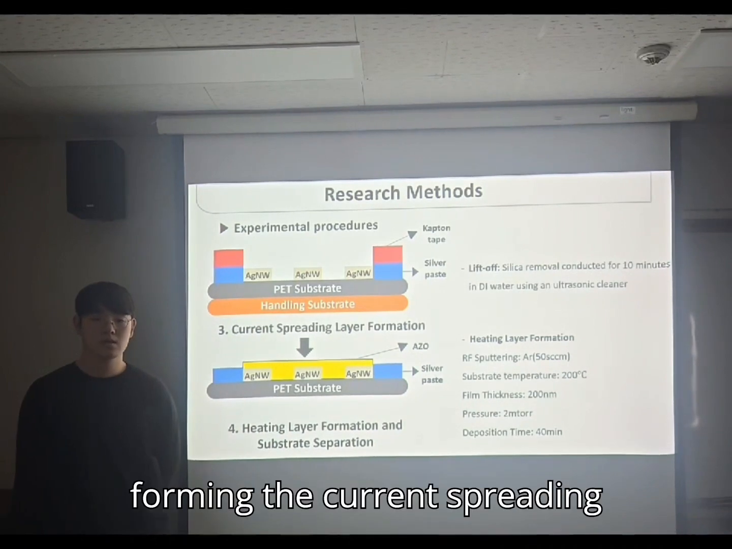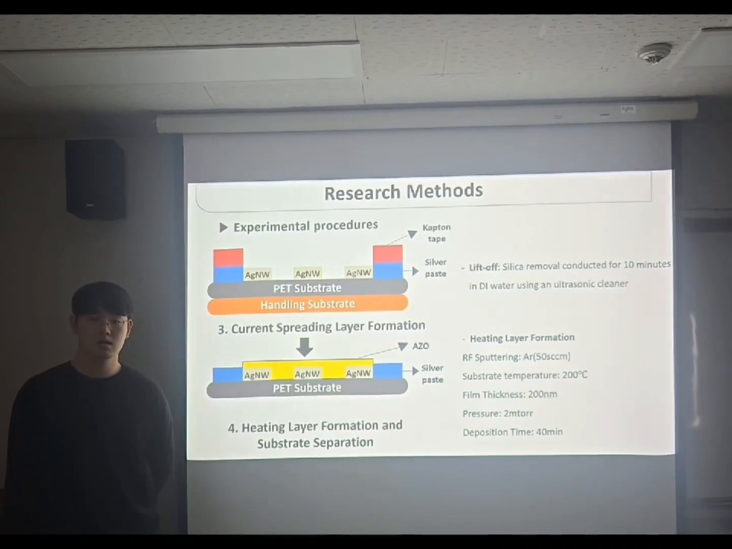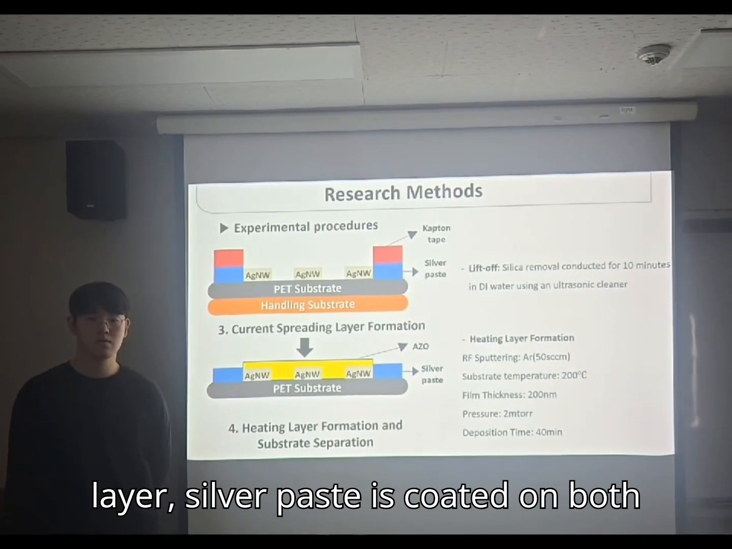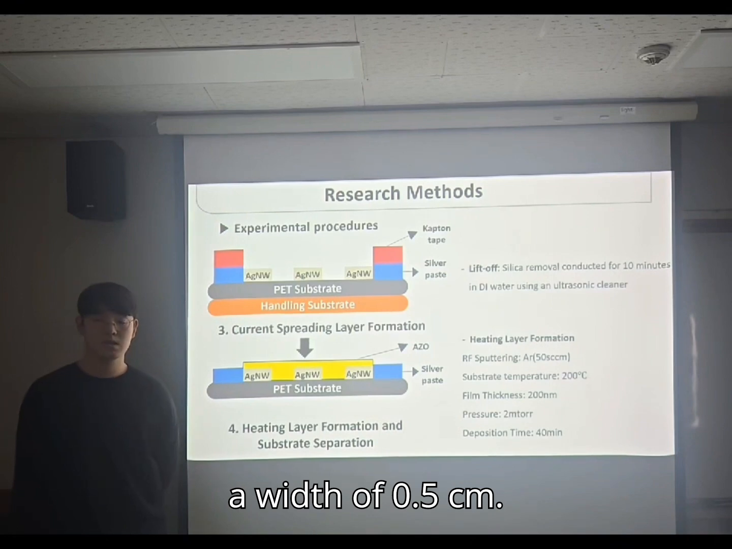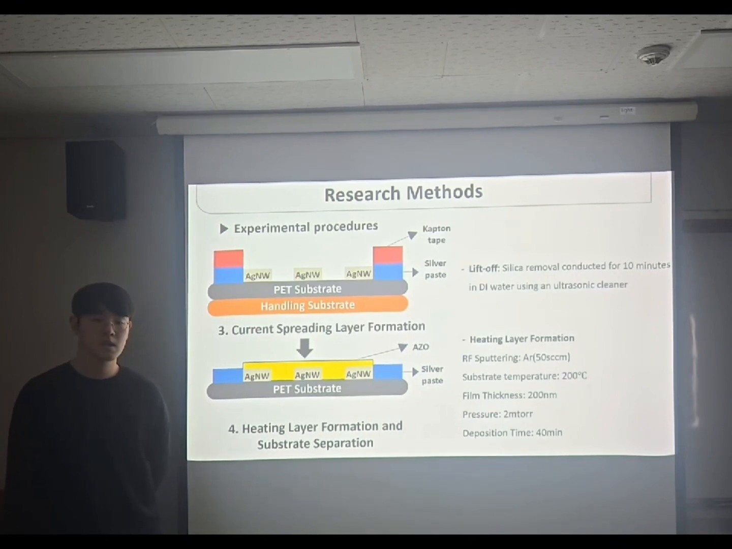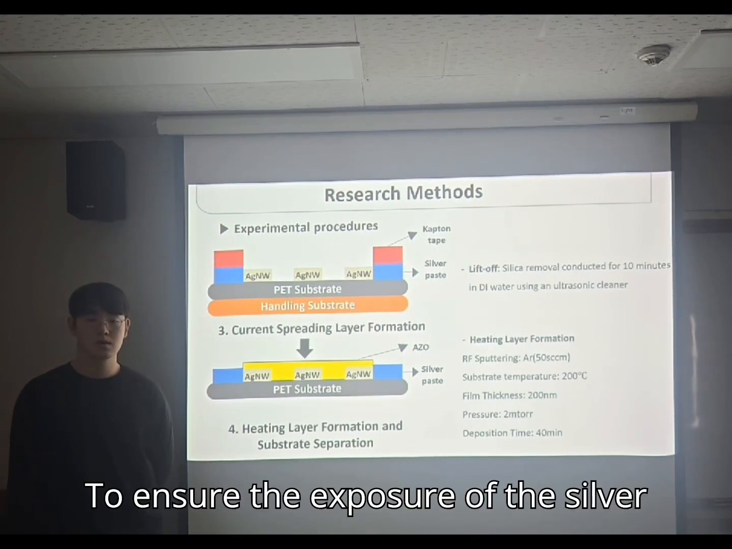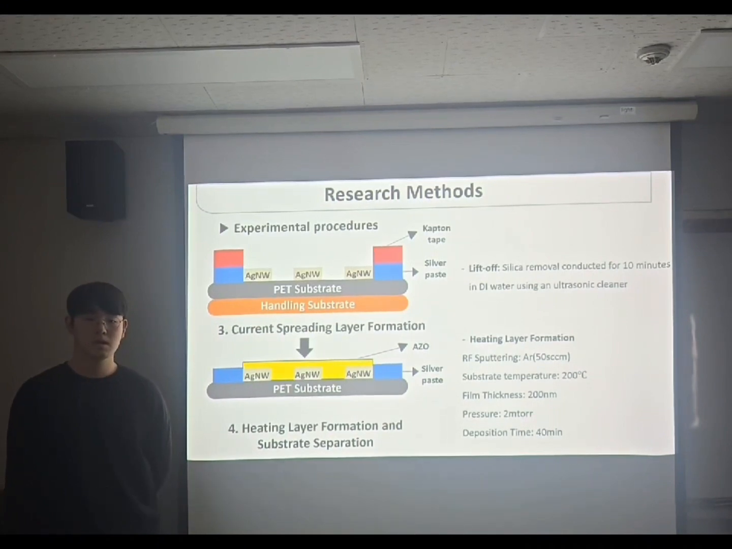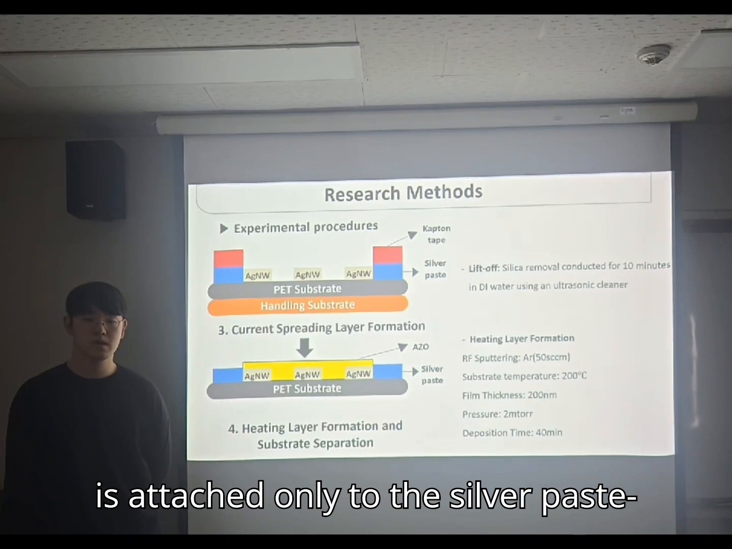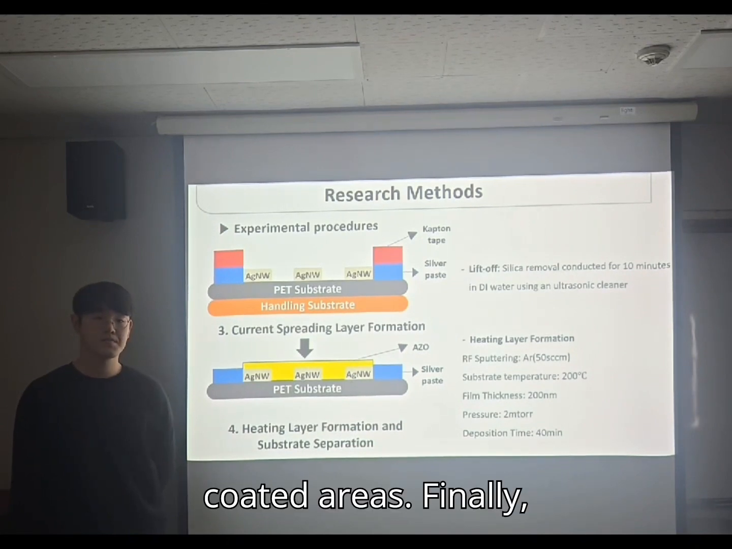After forming the front spreading layer, silver paste is coated on both ends of the PET substrate with a width of 0.5 cm to ensure the exposure of the silver paste in the final step. Kapton tape is attached onto the silver paste coated area.